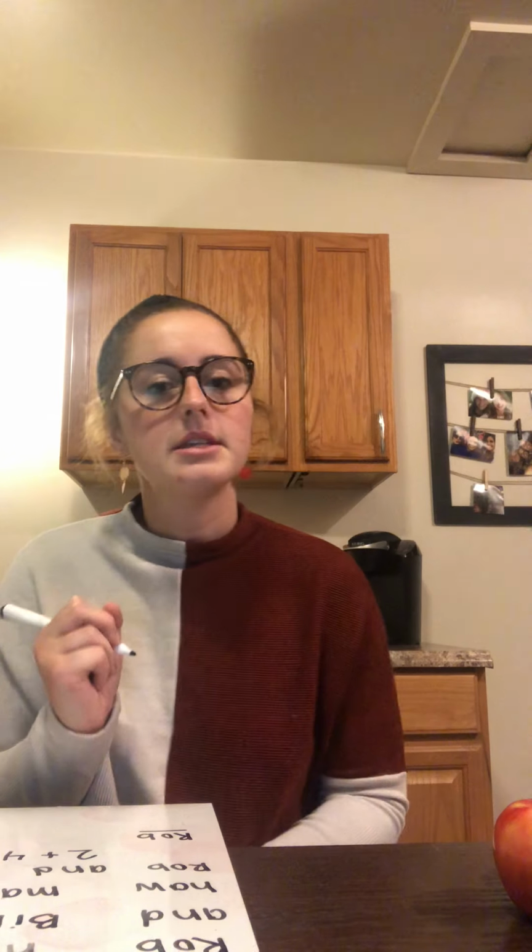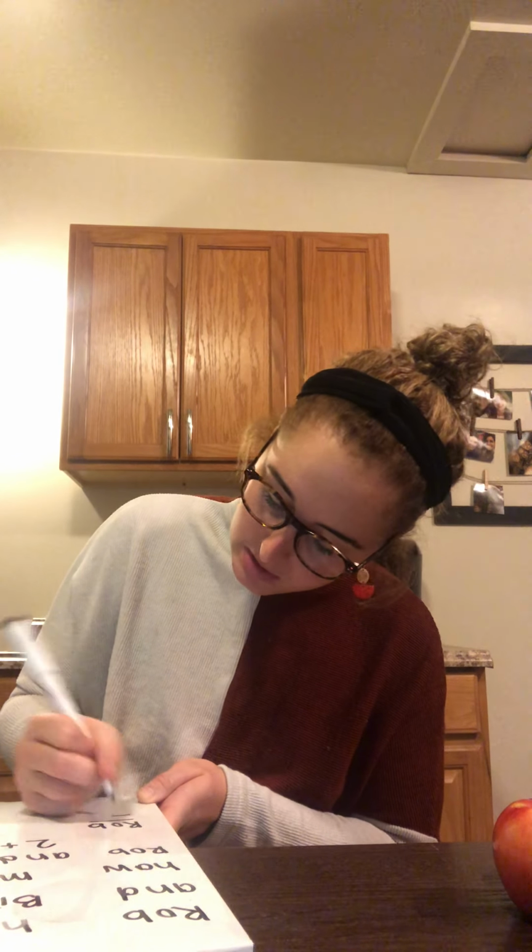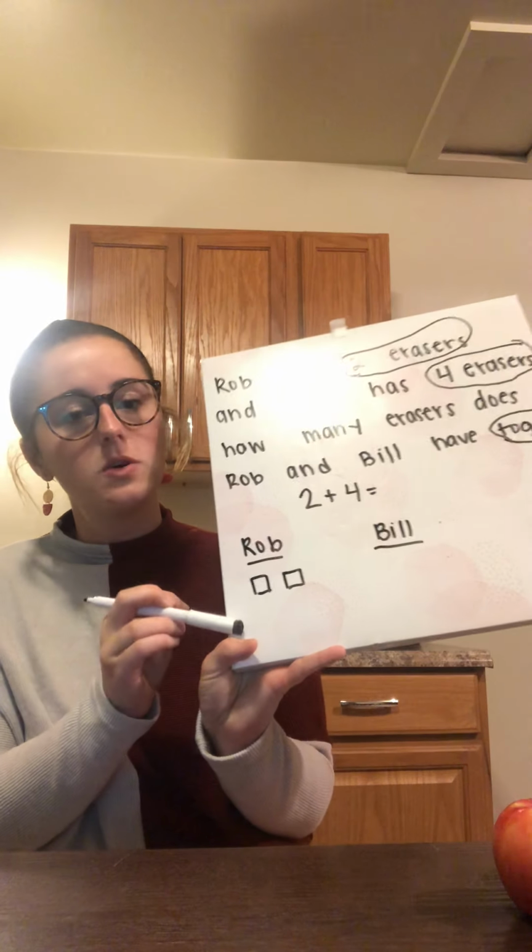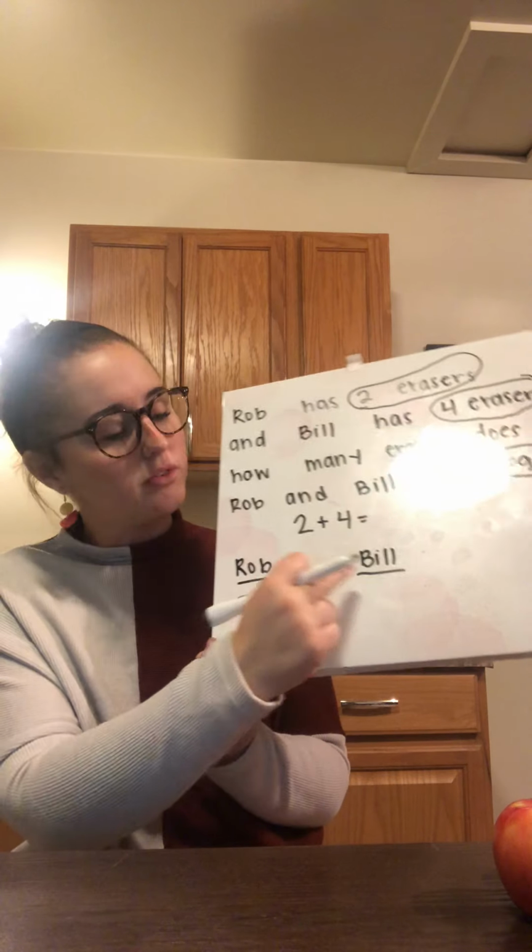How many does he have? Can someone tell me? Who remembers? Yeah, you can go back to what we circled. And he has 2. So I'm just going to put 2 squares for Rob's erasers. And then I'm going to write Bill because we're doing both of them, right? So I'll put Bill. Show you what I'm doing here. So you see I put Rob just so I know that those are his erasers. And then I have Bill right over here.